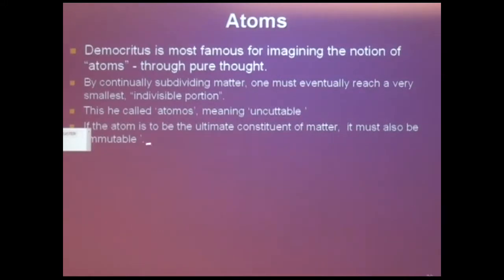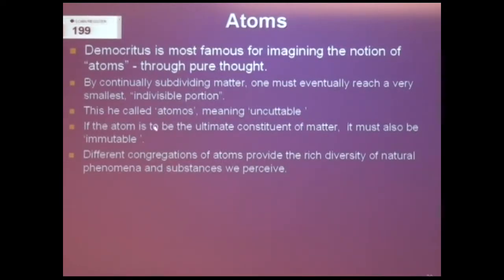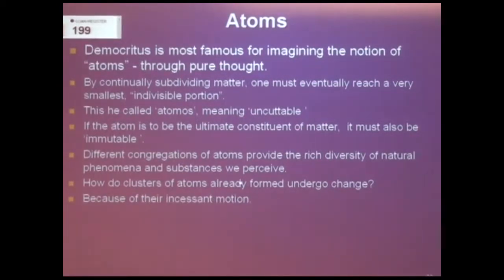Now the atom, what he considered to be the ultimate constituent of matter, must also be unchangeable, okay? Because if you can change it, then it's not the atom, because you can cut it further or you can change it. So how then does this theory explain what he started with, namely his question about the diversity of natural phenomena and the diversity of the substances that we see? How did this theory of atoms explain that? Well, the theory of atoms was that every substance that we see is really a cluster of the atoms already formed. And when we see substances change from one to another, it is the clusters that come apart and come back together, and when you have different clusters, you have different substances.